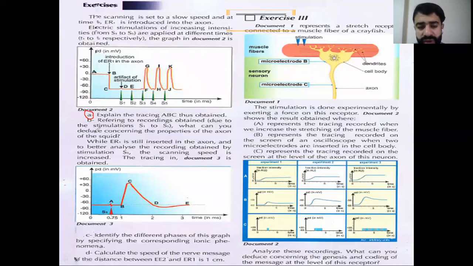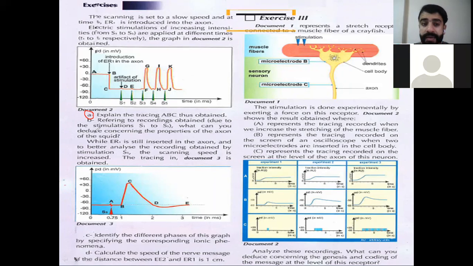Part B says: referring to the recordings obtained due to the stimulations S1 to S5, what can you deduce about the properties of the action potential? Ya Hassan, I want you not just to state but to interpret this. Start with S1. After applying S1 and S2, you can add two together. I want you to interpret this, ya Hassan. Yeah, start. Interpret.